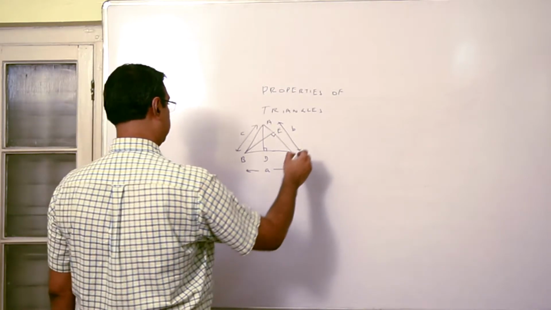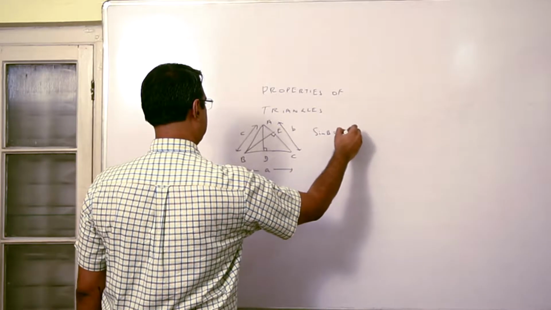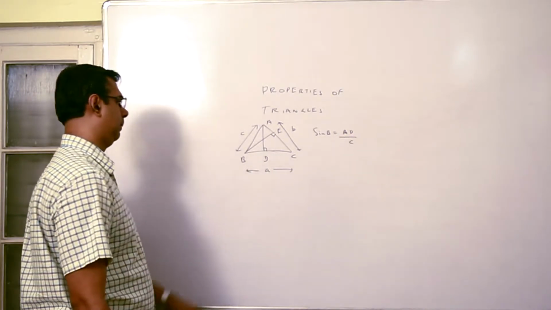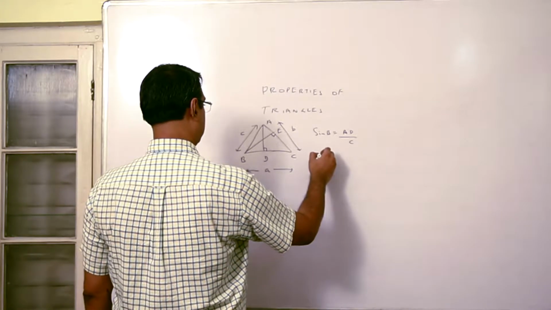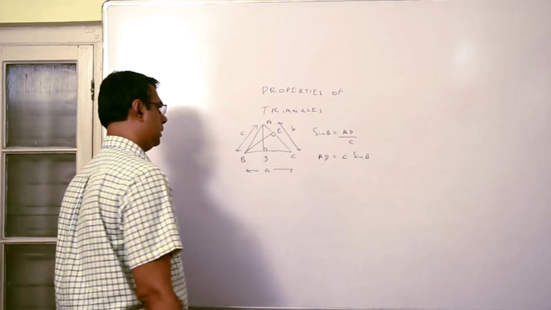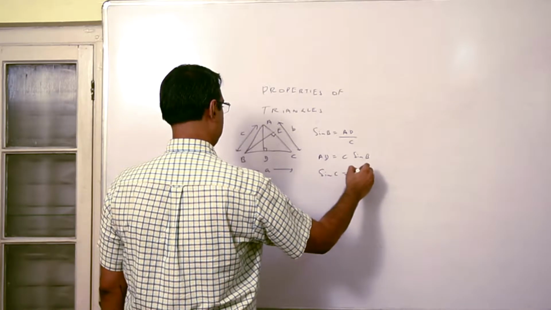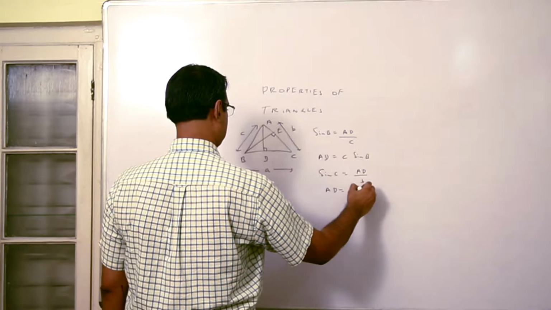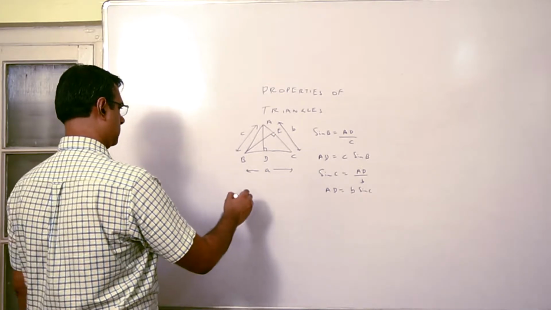Now you can easily see from this diagram that sine B is AD by C. Sine B is AD divided by C, or you may say AD is equal to C sine B. Sine C is AD by B. AD is equal to B sine C.